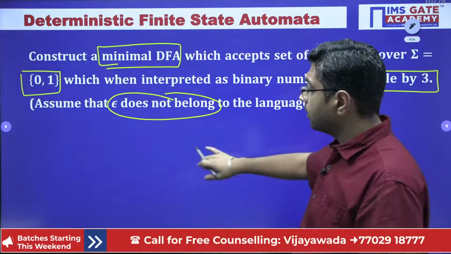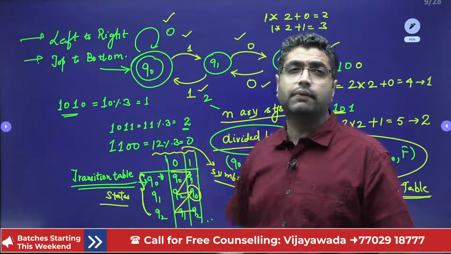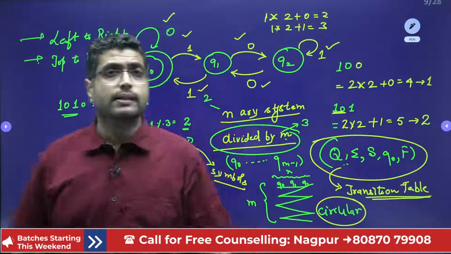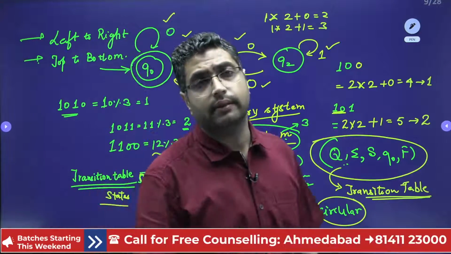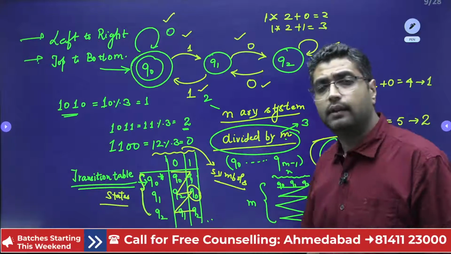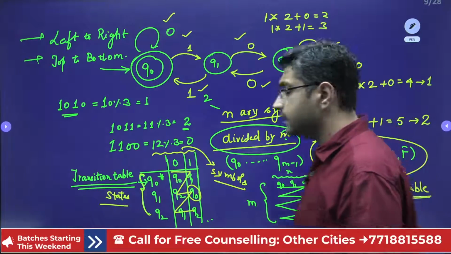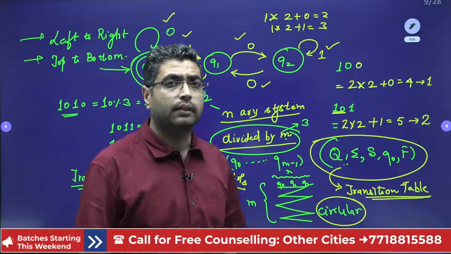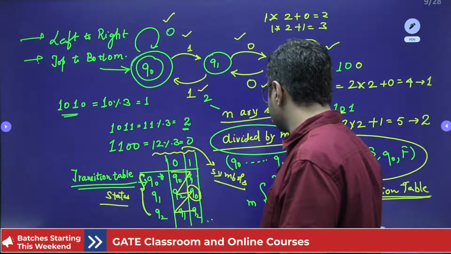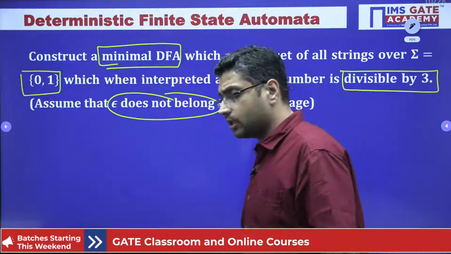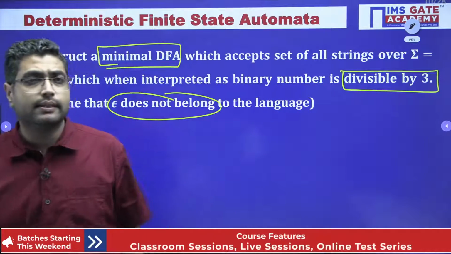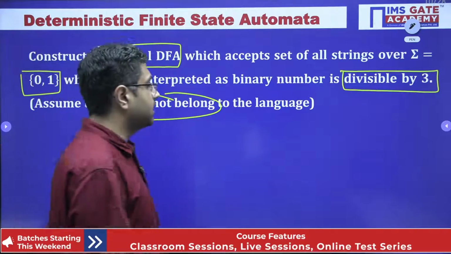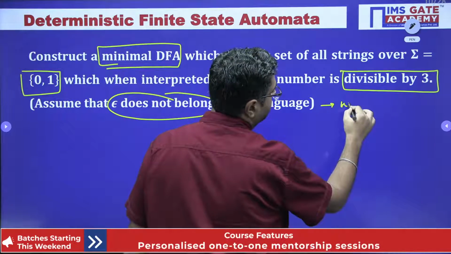Now if epsilon does not belong to the language, then your start state cannot be the final state. We need to make a small change, and what is that small change? That is what we are trying to discuss here. Is it making sense? So now just try to come up with a solution to this problem, and then we will discuss it. How many states will be there? What will be the change in the DFA now?